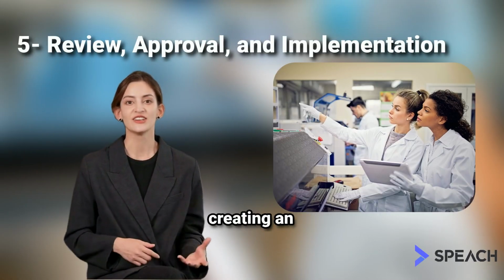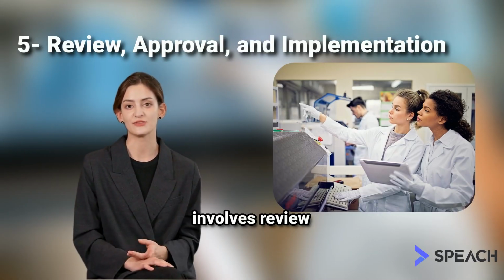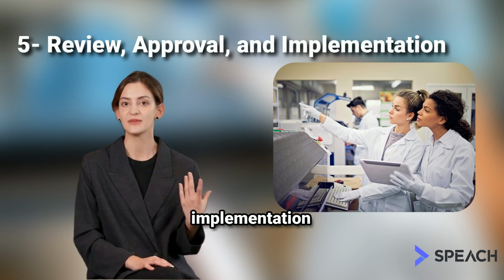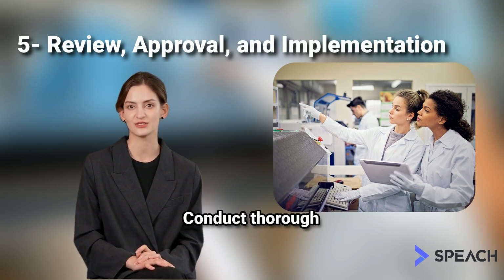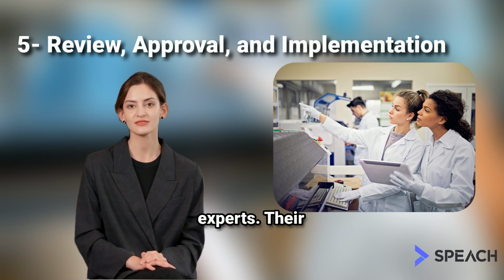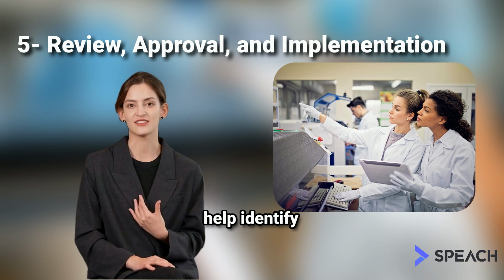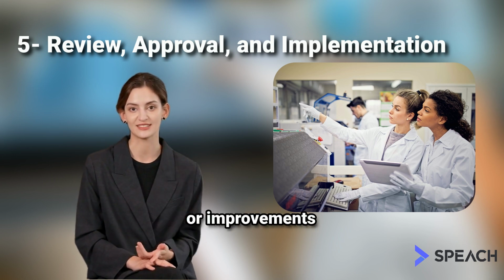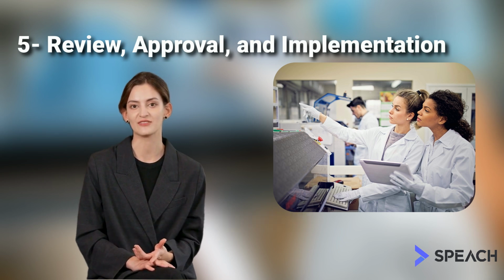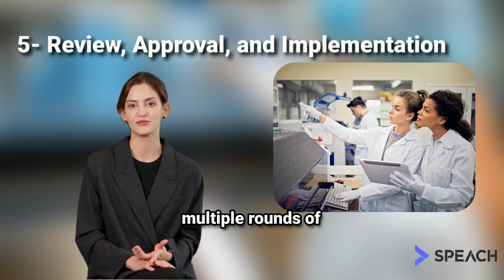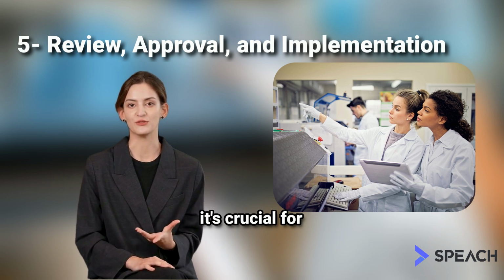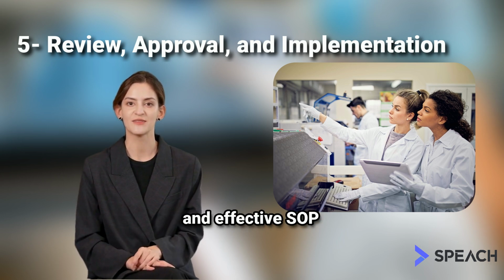The final stage in creating an effective SOP involves review, approval, and implementation. Conduct thorough reviews with relevant stakeholders and subject matter experts. Their diverse perspectives can help identify potential issues or improvements. Address and incorporate all feedback. This might involve multiple rounds of revisions, but it's crucial for creating a robust and effective SOP.